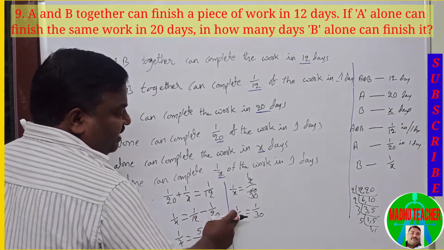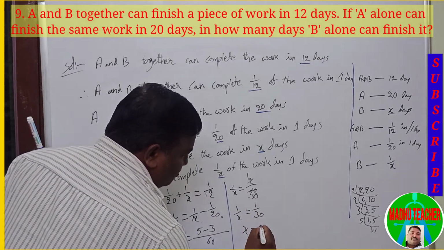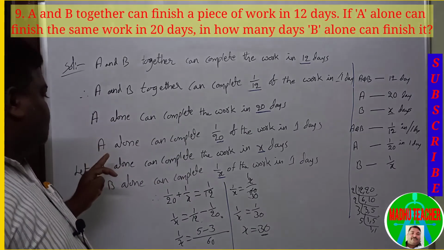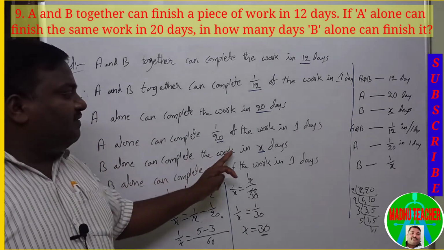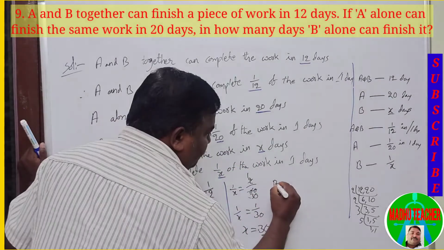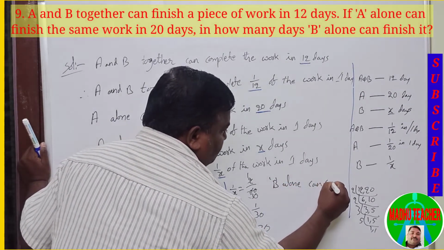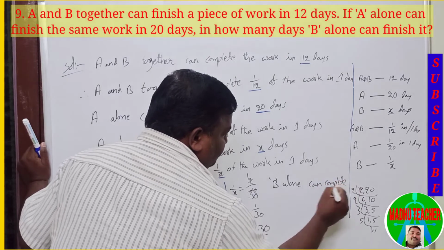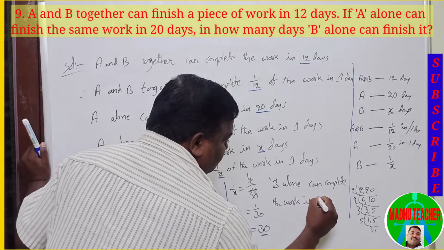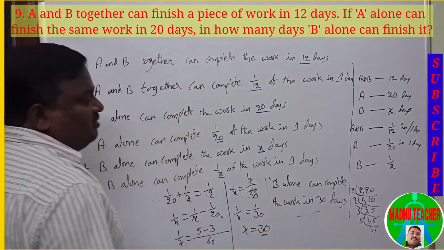So 1 by x equals 1 by 30. That means x equals 30. What is x? B alone can complete the work in x days, so that is 30 days. That is what you have to write here: B alone can complete the work in 30 days. Okay, so this is the answer.